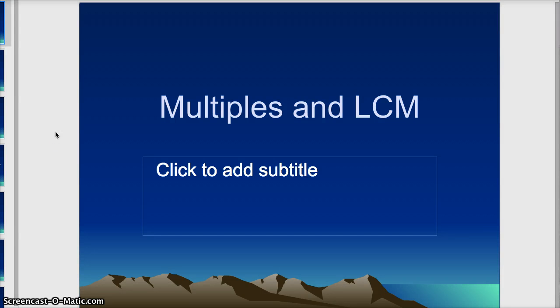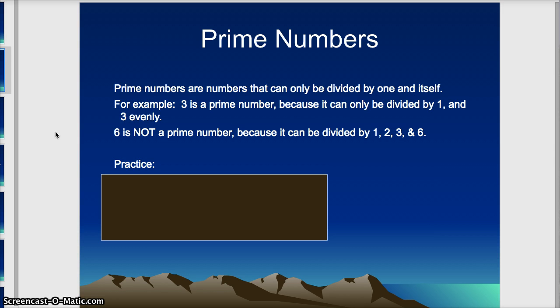Alright, we're going to learn about finding multiples and prime factorization in order to find the LCM. Okay, so let's talk about what a prime number is first of all.